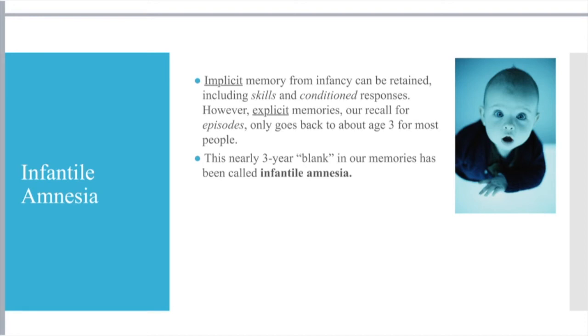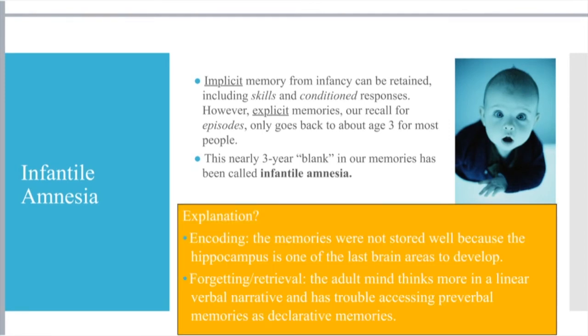We know that implicit memory from infancy can be retained, including skills and conditioned responses. When mom says no, you don't do something, or if you cry, you get milk, so you continue to cry. But explicit memories, our recall of episodes, only go back about 3 years. So why is that? Well, our explanation can be found within encoding or within retrieval.